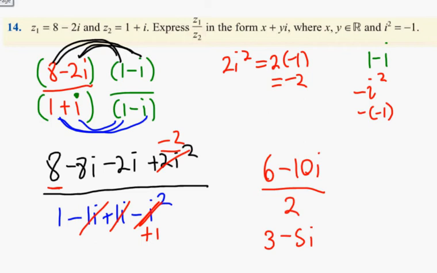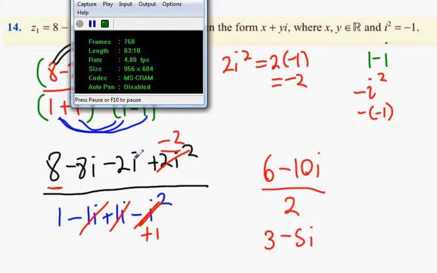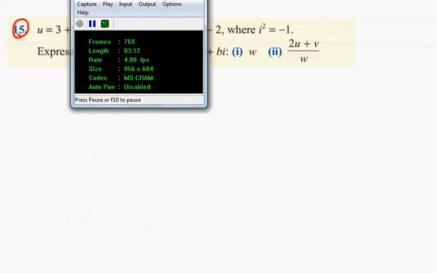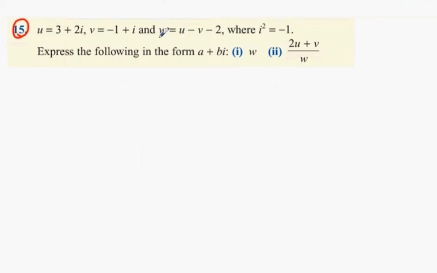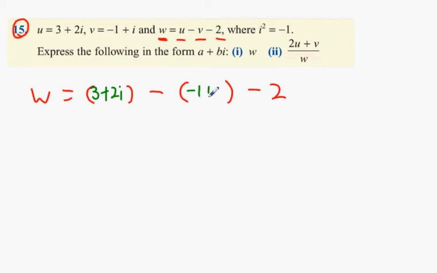Okay, guys. Yes, question? Yes, Dennis. What it asked me to do is find out what w is. w is u minus v minus 2. So w equals u minus v minus 2. Okay, what's u, guys? Okay, what's v? 1 plus i. And then combine them all together. So it's 3 plus 2i.